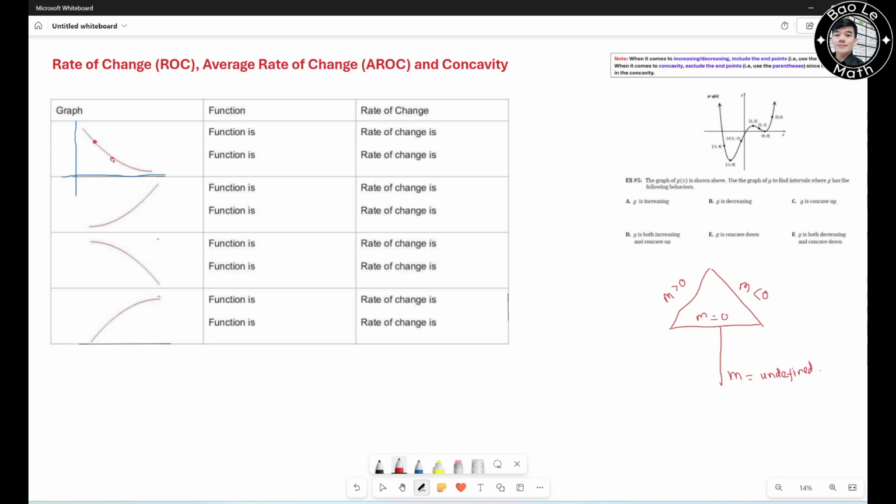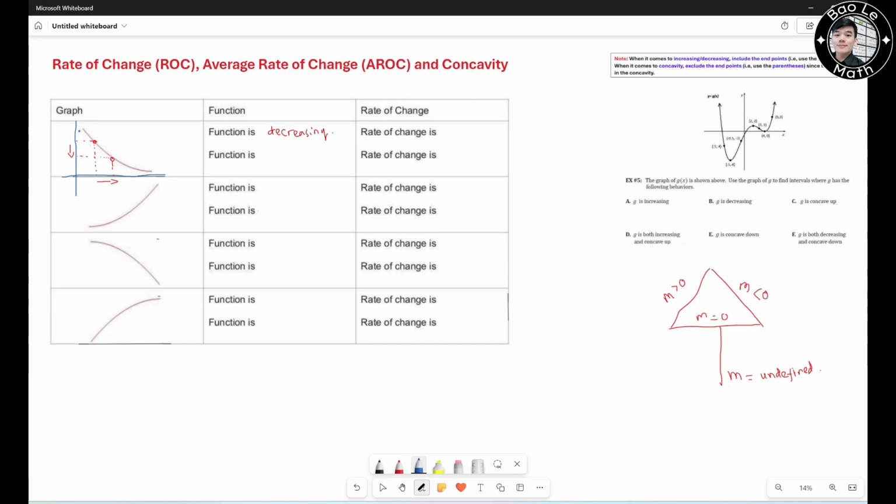So I pick this point. I have x right here and x right here, y right here and y right here. And you see that when x goes to infinity, the y values go down. So the function is decreasing. So if the function is decreasing, what happens to the rate of change?